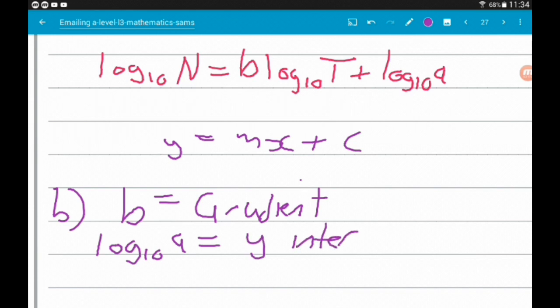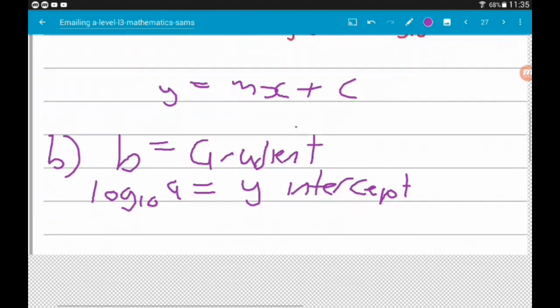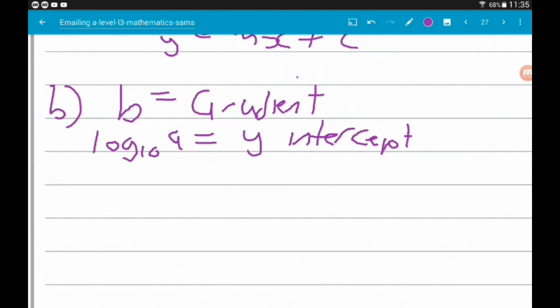Now, the reason for that is because it's not multiplying a t at all. Log base 10 of a, in terms of t, is just a constant. So a is going to be the easiest one for us to work out. So let's do that first.